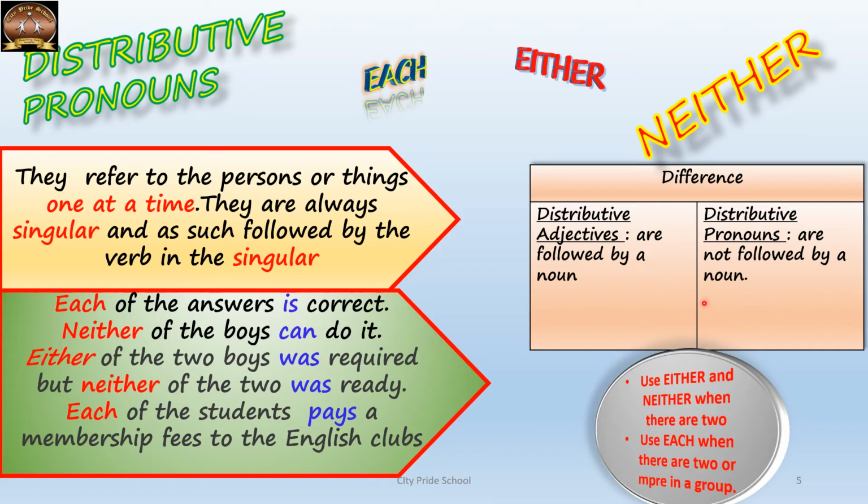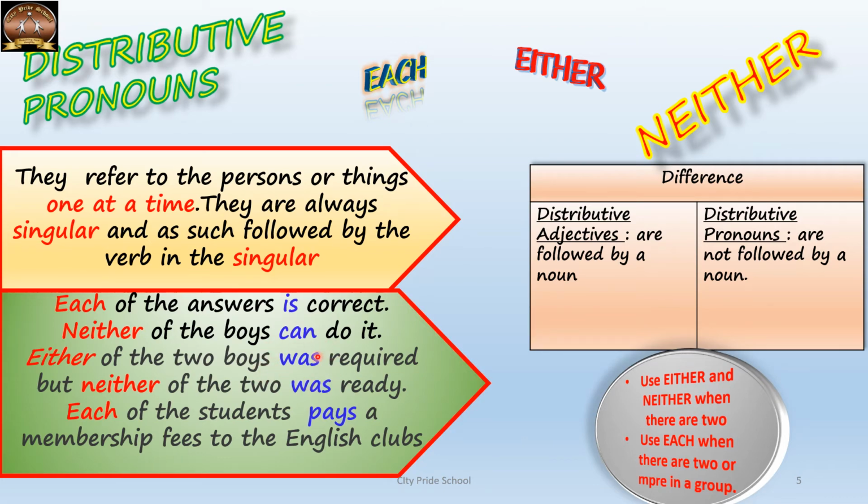Again, the thumb rule applies here. Some of the examples are: Each of the answers is correct. Is is a singular verb, even though answers is a plural noun. Second, neither of the boys can. Can is a modal verb. Modal verbs do not have singular or plural forms. They are used as they are.